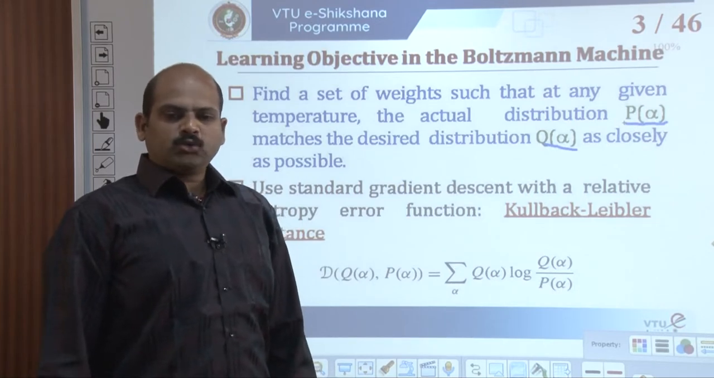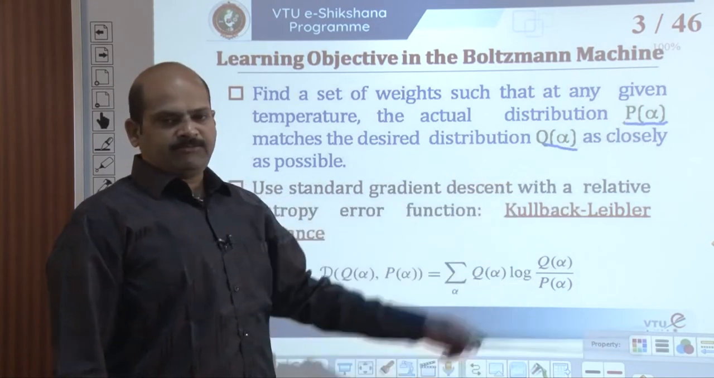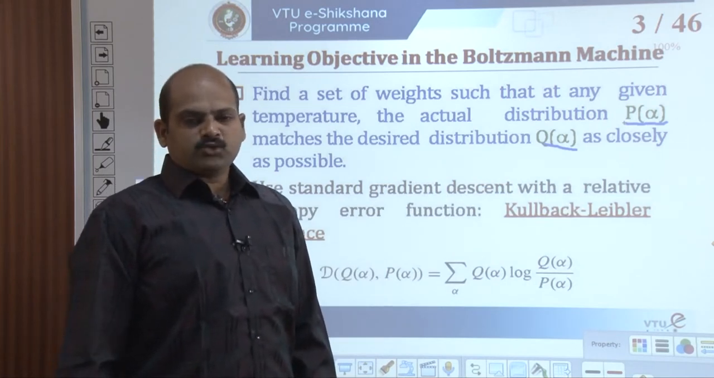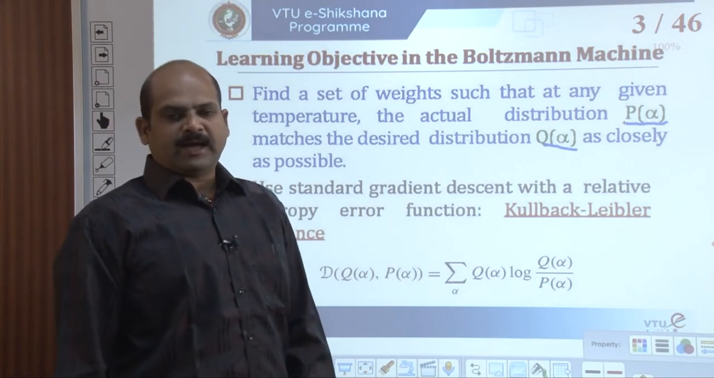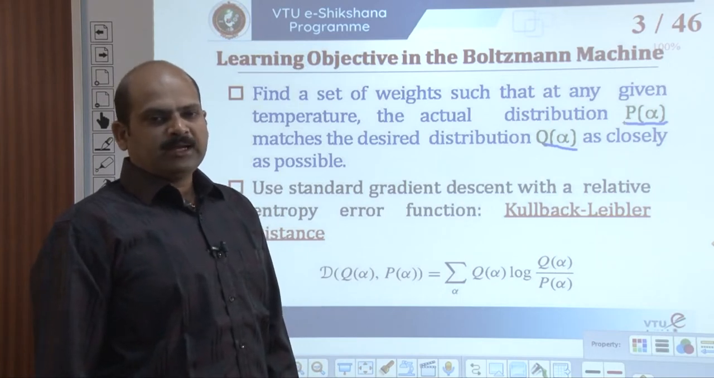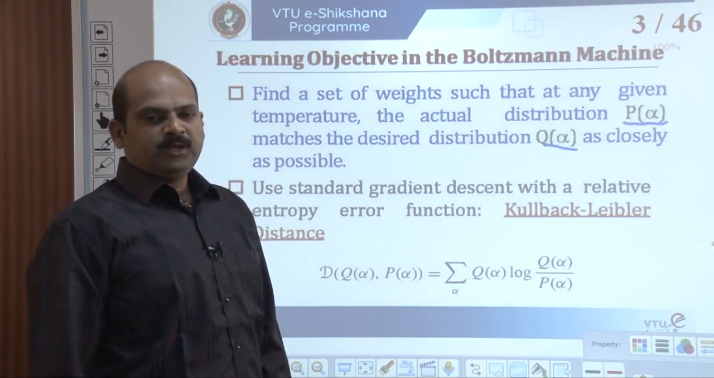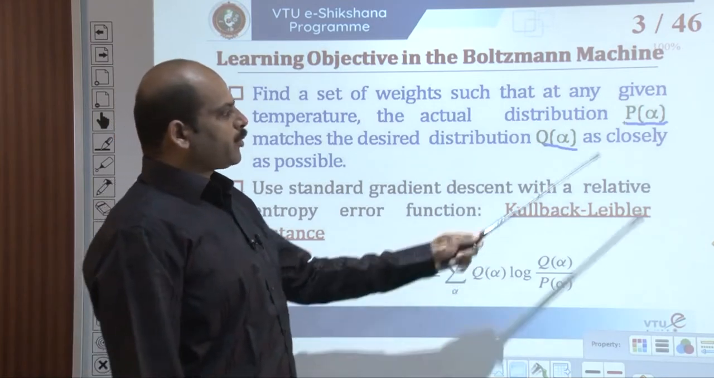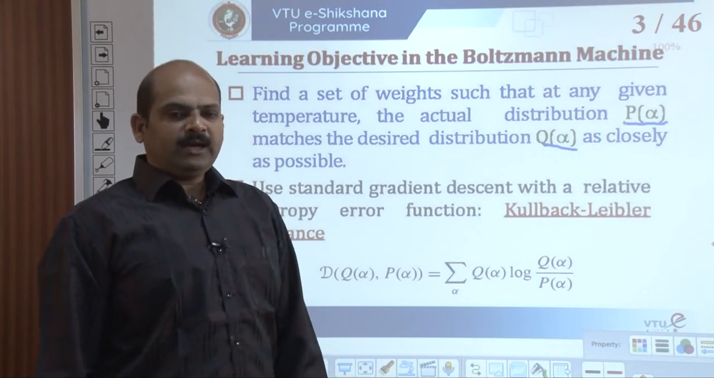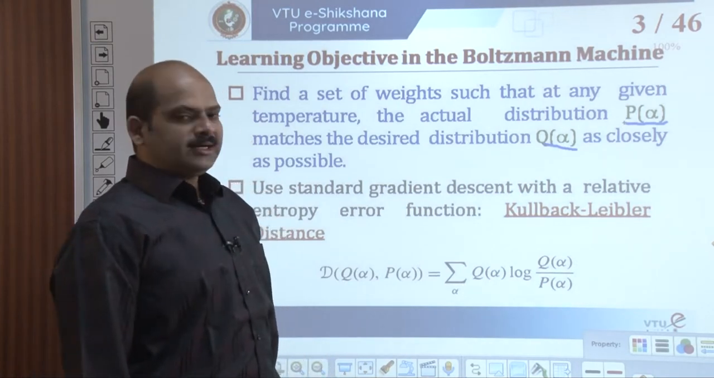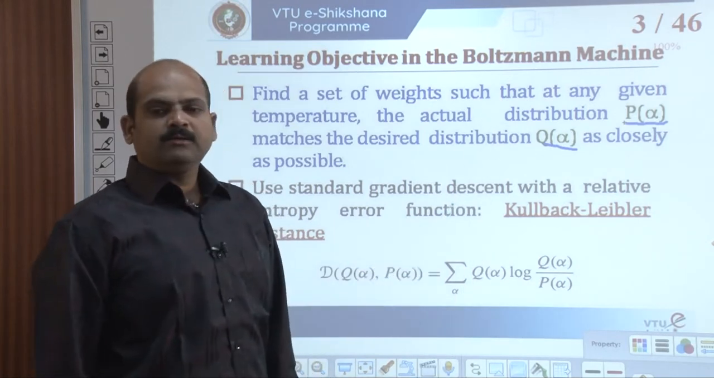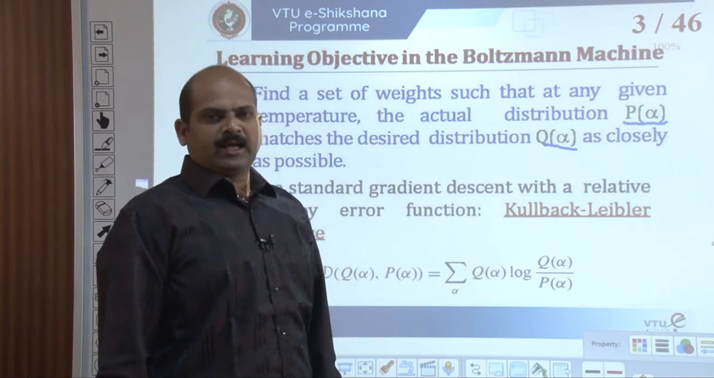The actual probability P of alpha describes the state of the network in what is called the free running state, where the network is annealed with no signals clamped. So, as we are aware, the actual probability P of alpha describes the state of a network in which the state is called a free running state, where the network is annealed with no signals clamped.